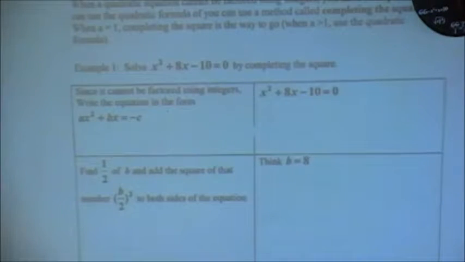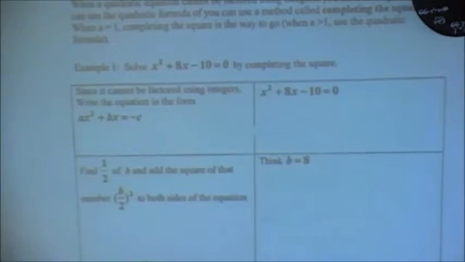1 and 10 is 11. 2 and 5, 7 or 3. So there's not one, so I can't complete the square. I mean, I can't factor. You would have to use the quadratic formula. But there's another way, and it involves making this into a perfect square trinomial.